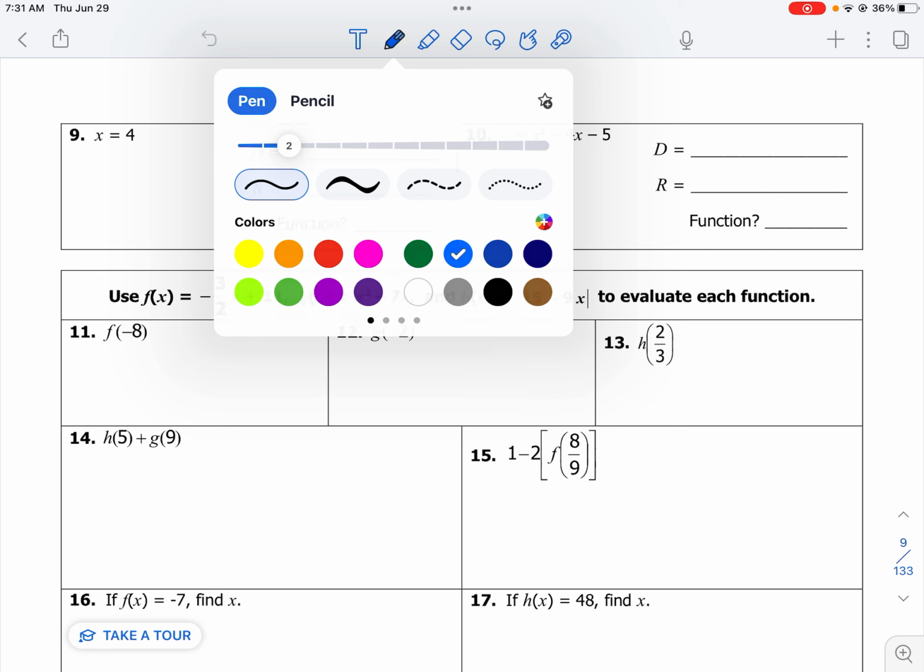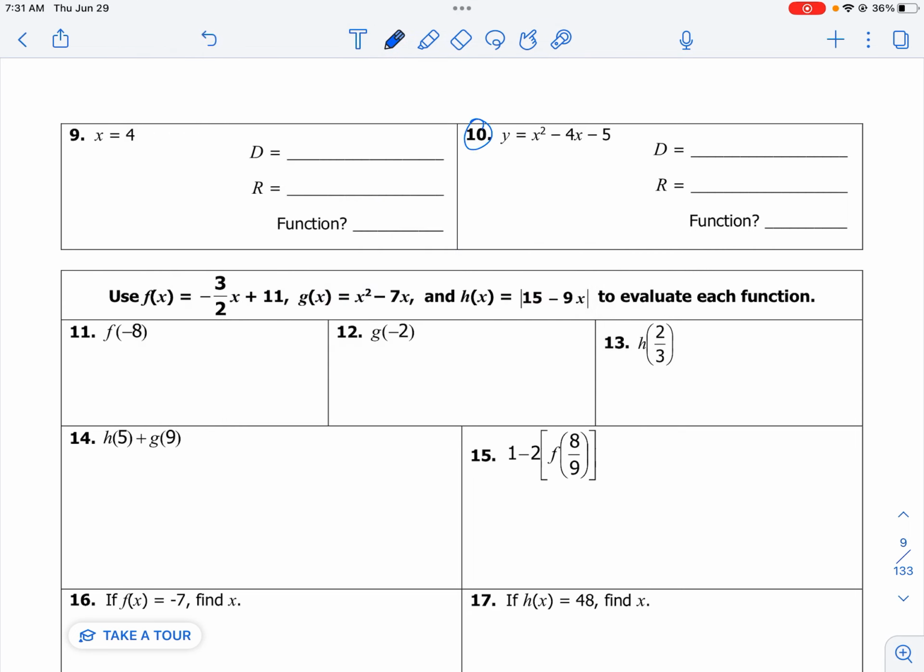So let's get started. Someone asked about number 10. Because of this x squared, things look different. We weren't sure what it looked like, so I suggested that if you're not sure what a function looks like, you make a table of values and choose easy numbers to plug in for x. So we chose 0, 1, 2, 3, and 4.